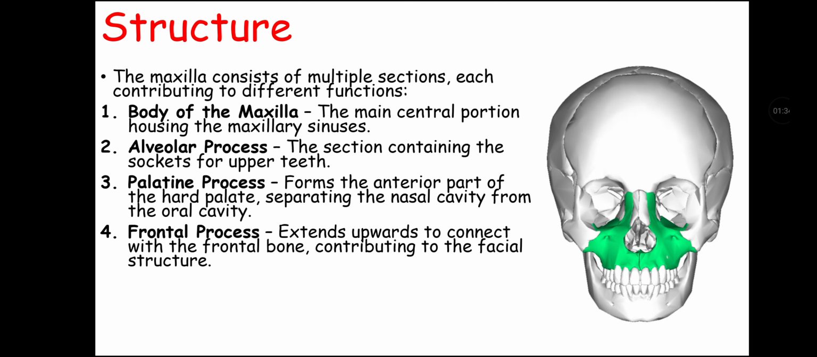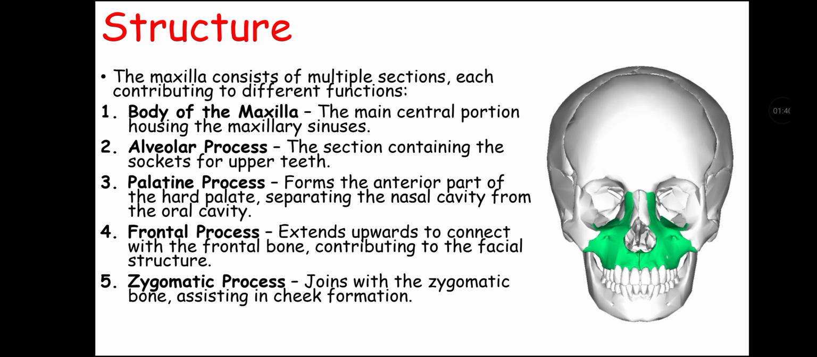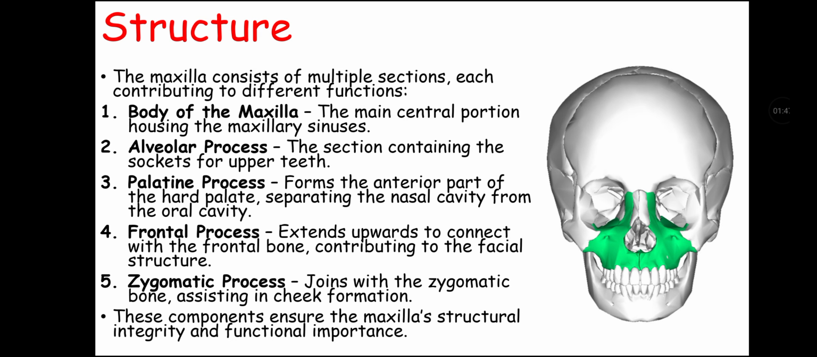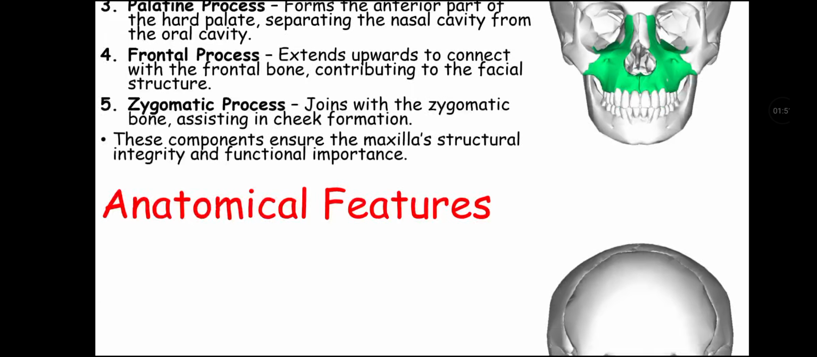The next part of maxilla is frontal process that extends outward to connect with the frontal bone contributing to the facial structure. The next process is zygomatic process that joins with the zygomatic bone assisting in cheek formation, and these components ensure the maxilla's structural integrity and functional importance.